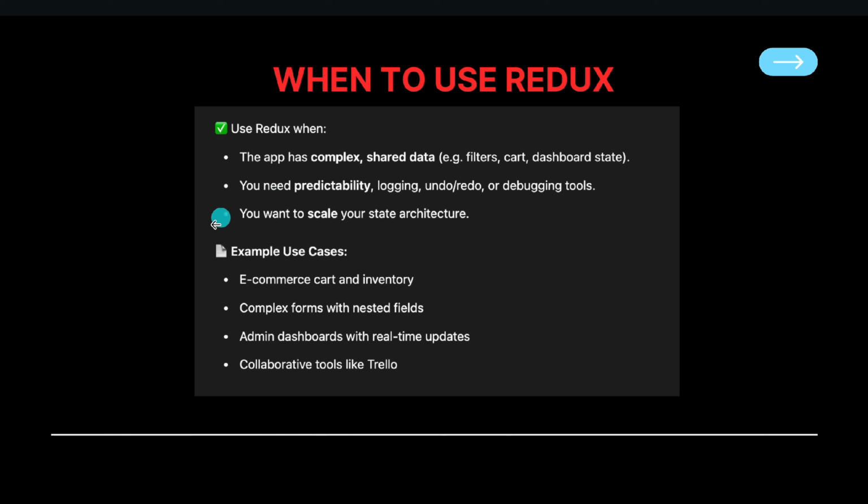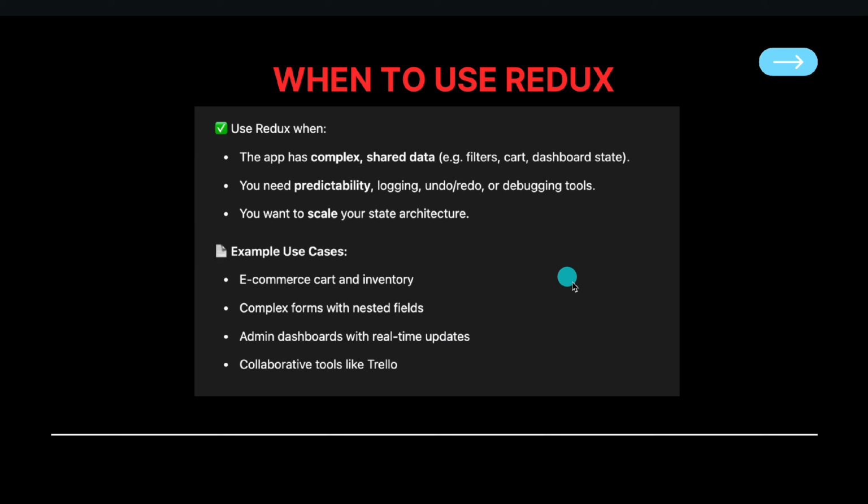We also say we use Redux when you want to scale your state architecture, you want to improve it. You have 10 users, and tomorrow you have 2,000 users, and you want to scale your state management, you use your Redux. Examples of those use cases, we have e-commerce cart and inventory, we have complex forms with nested fields, admin dashboards with real-time updates, collaborative tools like Trello and all of that.